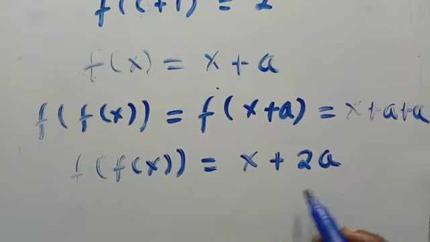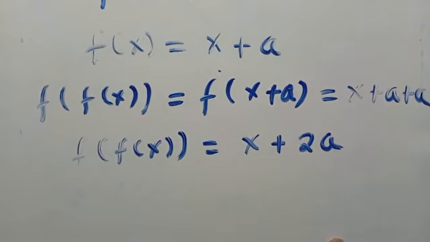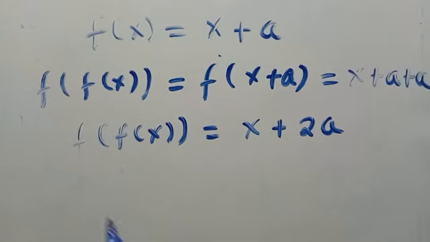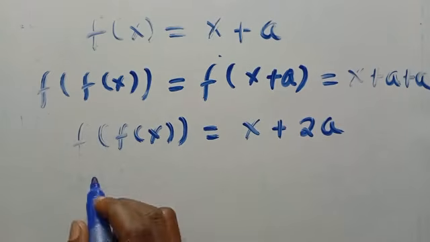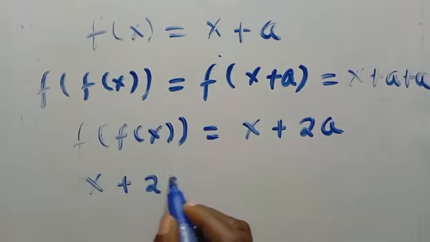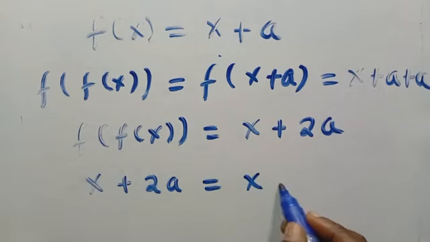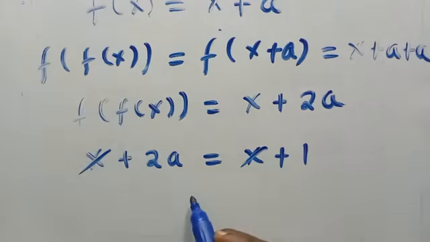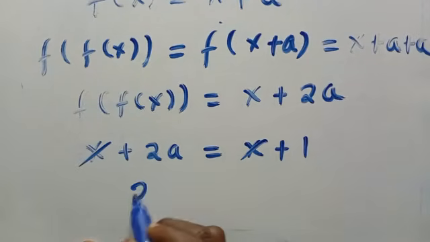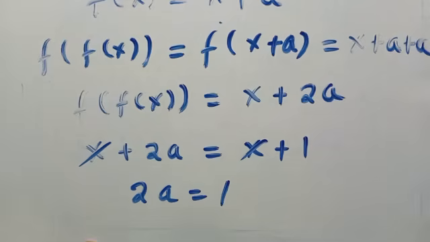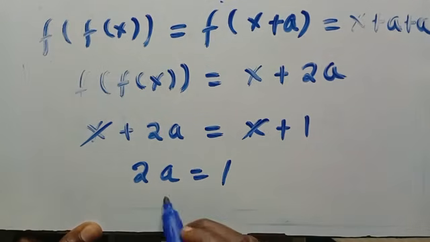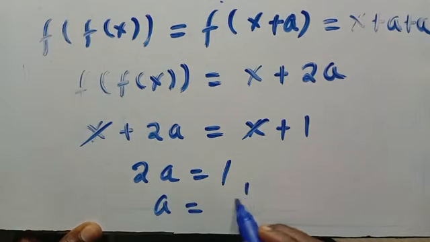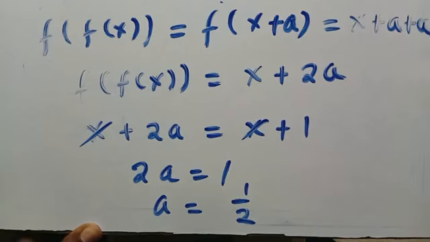So getting x plus 2a, we're now going to recall again by letting these two equal each other. Here we have x plus 2a, the first hand we have x plus 1. So equating these to each other, we have x plus 2a equals x plus 1. So here x cancels x, and we have 2a equals 1. So therefore the value of a here is equal to 1 divided by 2.